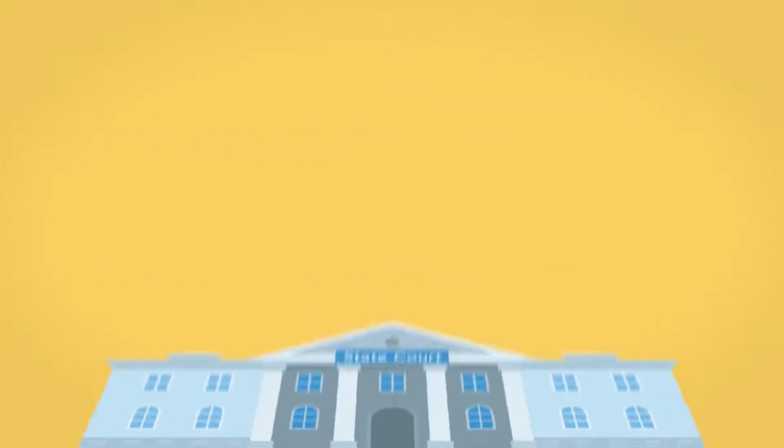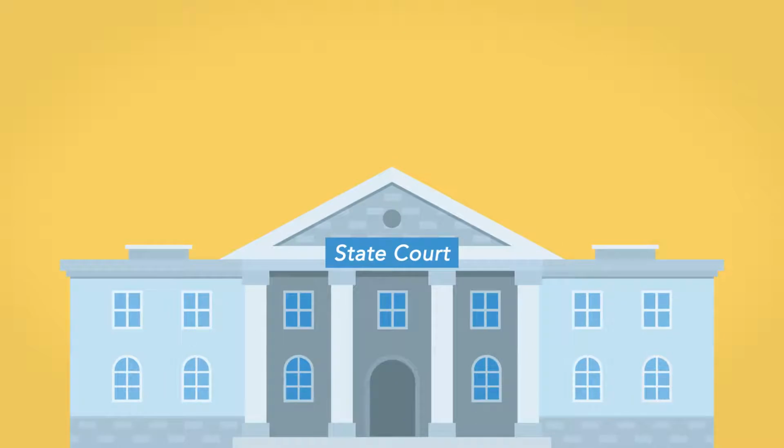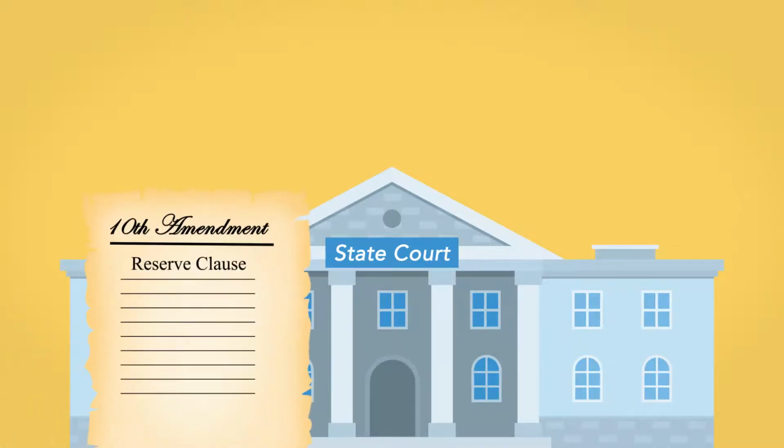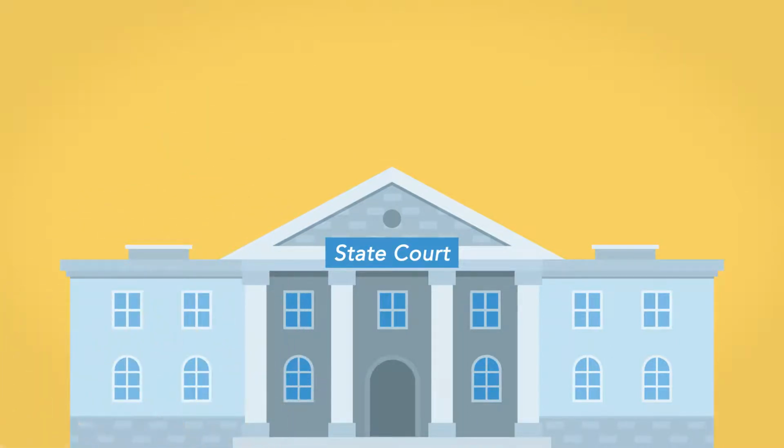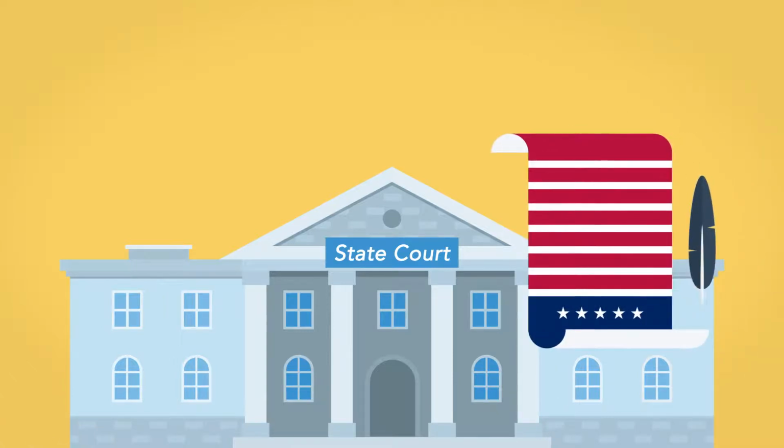Almost all domestic relations cases are heard in a state court and not in federal court. This is because of the Reserve Clause of the 10th Amendment, which states that any areas of law not specifically delegated to the federal government are reserved to the states. Since there is nothing in the Constitution about domestic relations laws, that jurisdiction is reserved for the states.